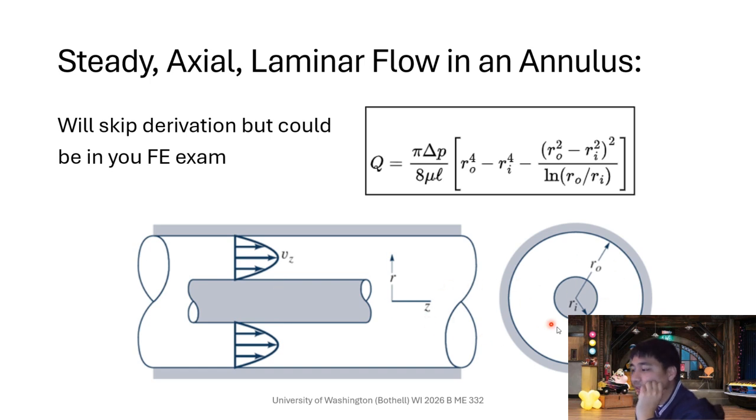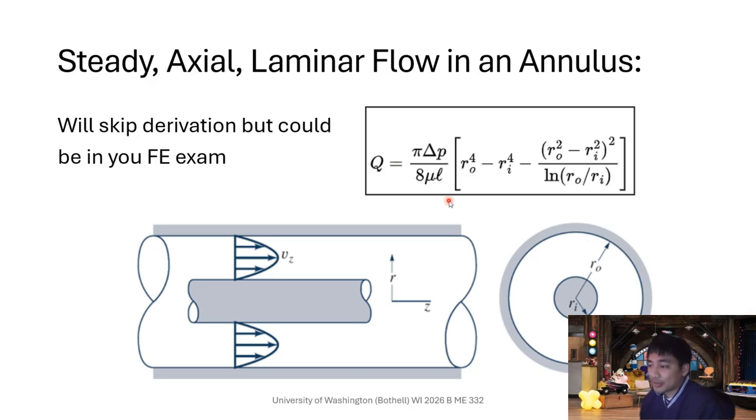And looking into the tube, Ri is the inside radius of the solid that's going through your tube. And R naught is all the way to the outer edge of the tube here.